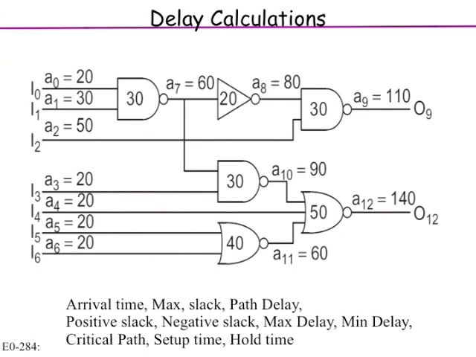How do you spend it? Maybe you can slow down that path. Because your clock period is 130, why should you come so early? Perhaps by slowing down you can save some power and area. So that is positive slack.